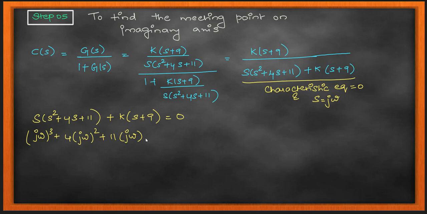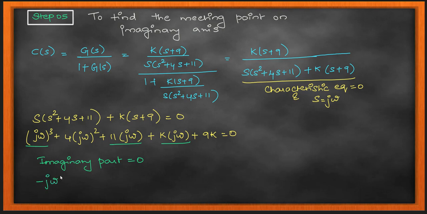Good. So step 5 is to find your meeting point on the imaginary axis, and you do so by plugging in s equal to j omega. So I have put s equal to j omega, and that is going to give you the imaginary and the real parts, and we are going to put the imaginary equal to 0 and the real equal to 0, and then solve for these points. We're going to find k, and that is going to be my meeting point on the imaginary axis.